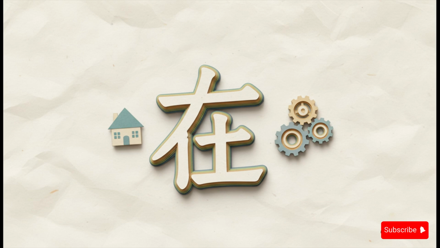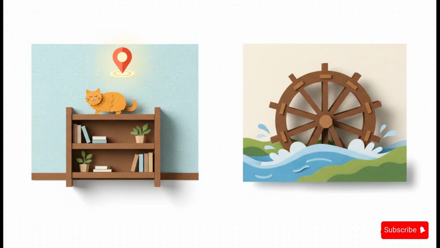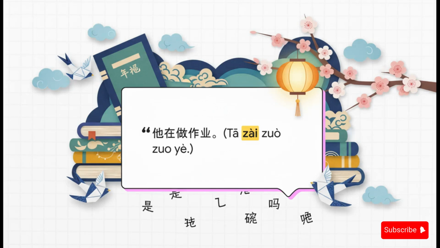This character is zai. Take a look at it and listen to the sound, zai. This one has a fourth tone, so it's a sharp falling sound. Zai is another one that goes double duty. Its first job is to show location, like at the park or in the house. But its second job, the one we're focusing on here, is to show that an action is happening right now. It shows that something is continuous. So let's look at that second function in action.